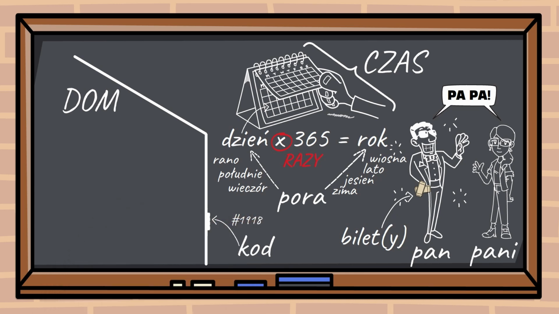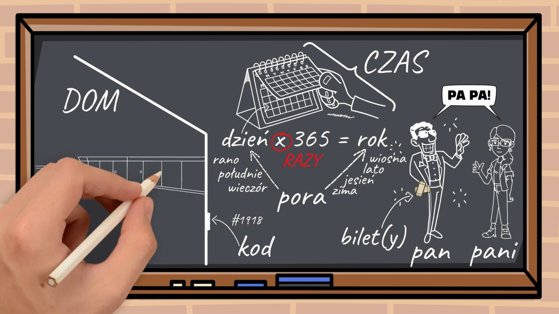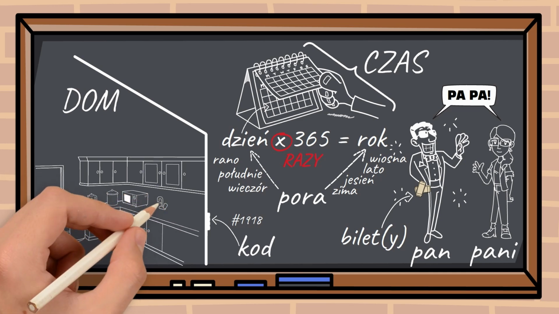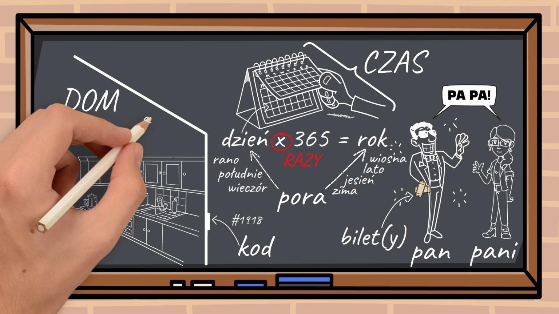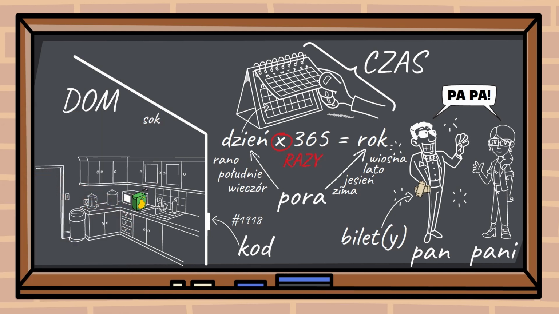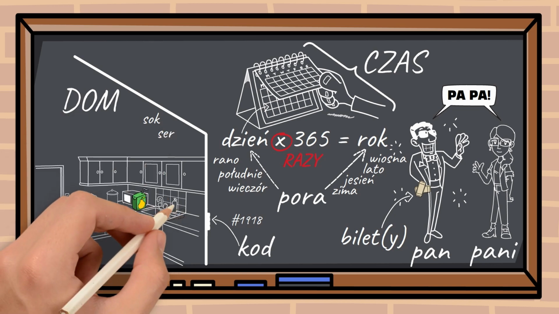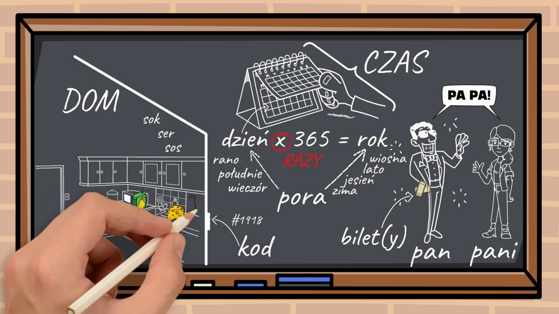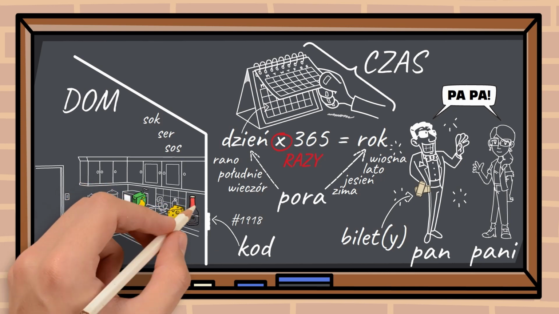1918. At home, he realizes that he remembered to buy the cinema tickets. Bilety, tickets. But he forgot to buy food. He's only got 3 items left. Sok, ser, and sos. He needs to go shopping. But that's a topic for a separate episode.